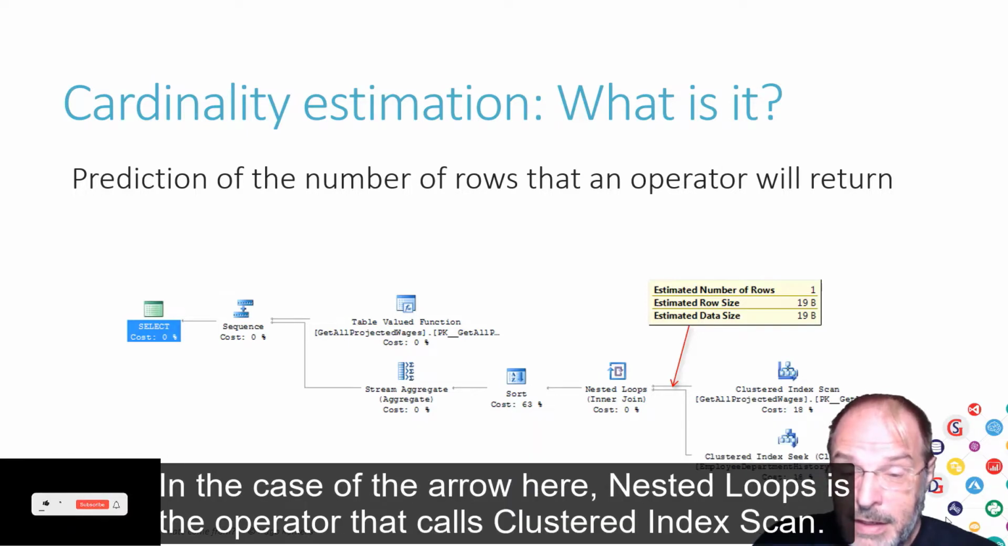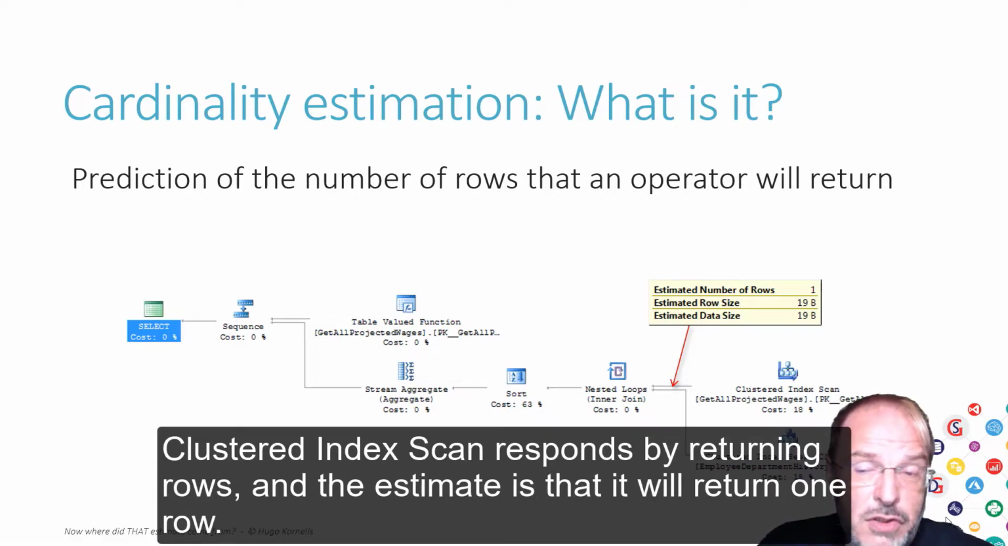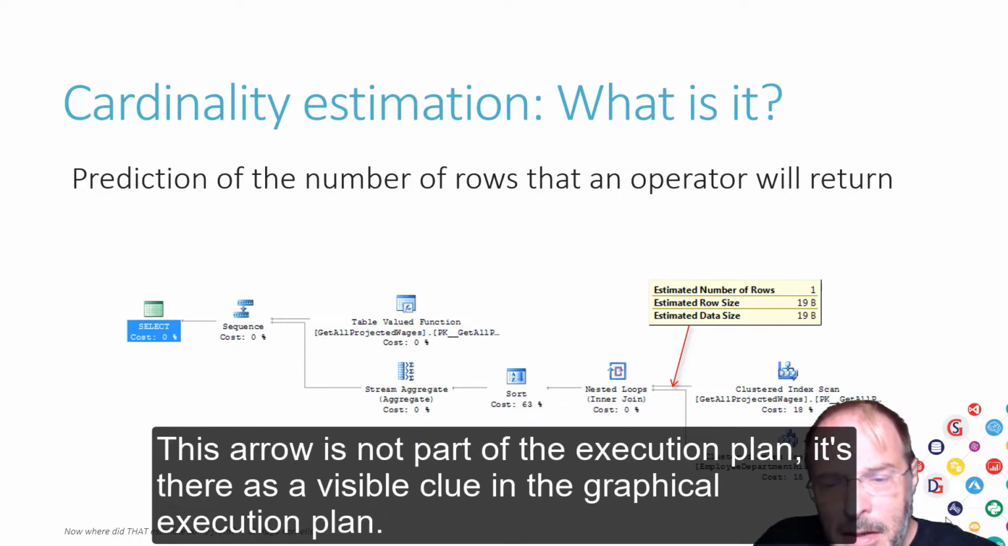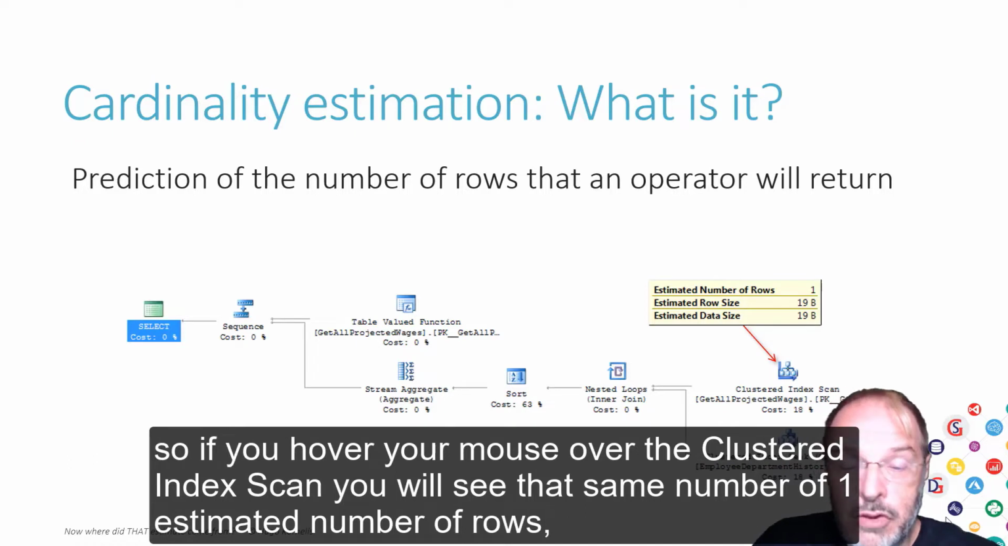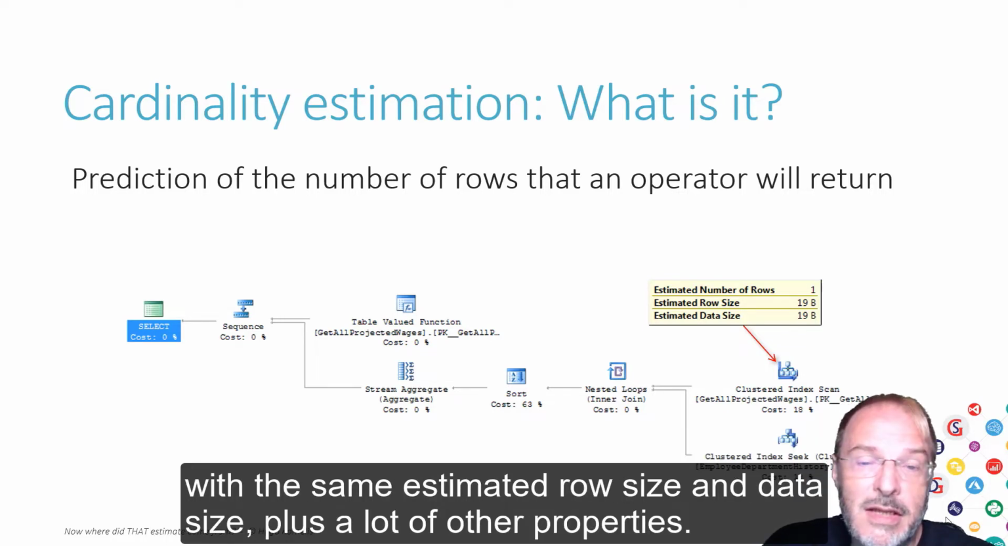In the case of the arrow here, nested loops is the operator that calls clustered index scan. Clustered index scan responds by returning rows, and the estimate is that it will return 1 row. This arrow is not part of the execution plan. It's there as a visible clue in the graphical execution plan, and the properties you see there are actually properties of the right-hand side operator. So if you hover your mouse over the clustered index scan, you will see that same number of 1 estimated number of rows with the same estimated row size and data size, plus a lot of other properties.